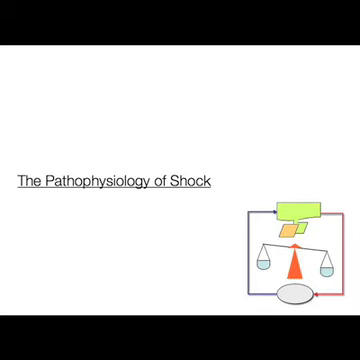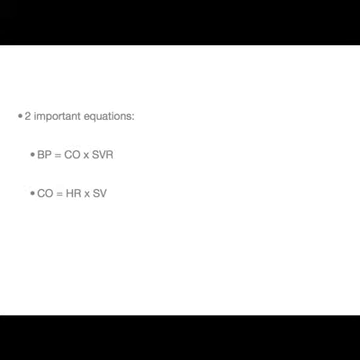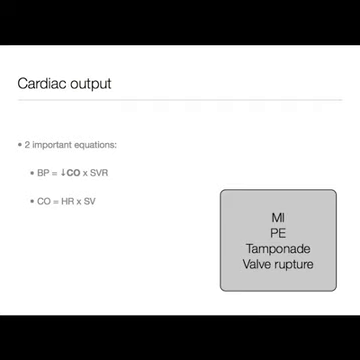There are two important equations that you need to know in order to figure out shock. These are that the blood pressure is equal to the cardiac output times the systemic vascular resistance, and that the cardiac output is equal to the heart rate times the stroke volume. As we've already said, shock is really about low blood pressure. So from this we can say that shock must result from either a decrease in cardiac output, such that the heart is unable to produce an adequate output through the ventricle.